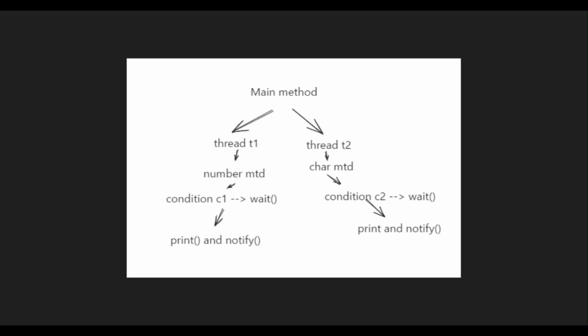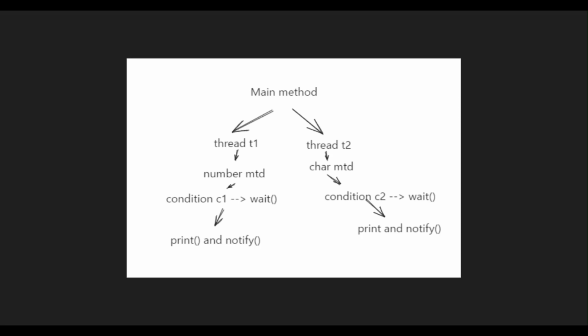There's a main method, and as you can see, there are two threads that have been spun up. One is calling the number method, another is calling the character method. There's a particular condition C1, on which we have a wait method, which is waiting for the other method to notify. So if the condition doesn't hold, we directly go ahead, print, and notify the other method. Similarly, there's a condition C2 which is waiting.